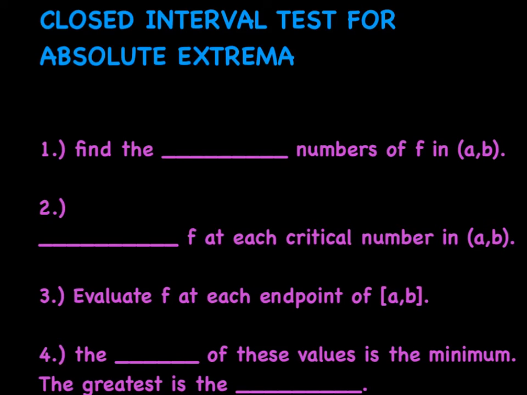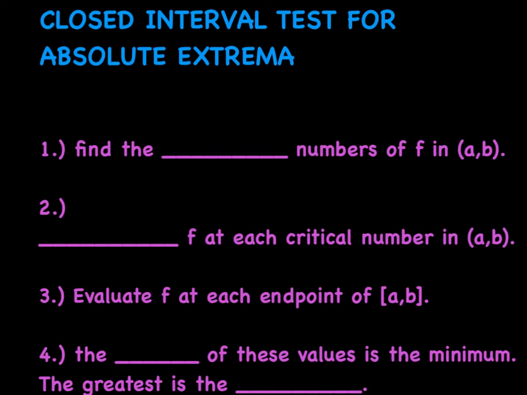Now, unfortunately, the problems aren't going to be quite as easy as the function we had on the last example, where we used 4 minus x squared, and it was so easy to draw the function. So I'm going to give you what we use, called the closed interval test for absolute extrema. So really highlight this. Over the last couple of days, we've thrown a lot at you.